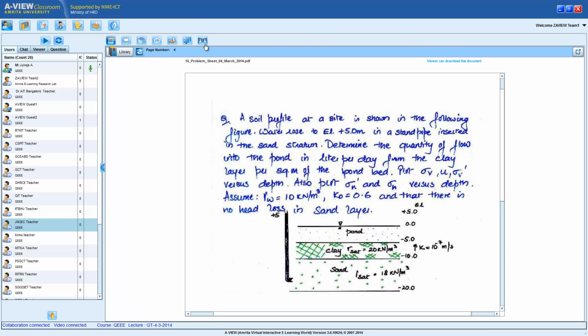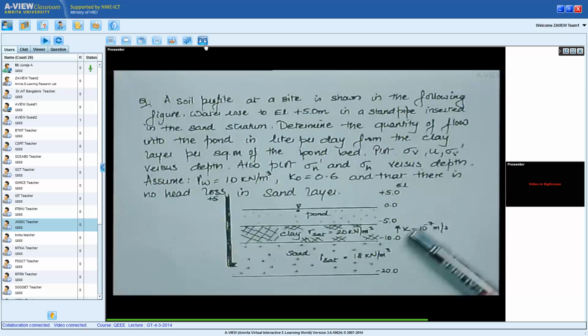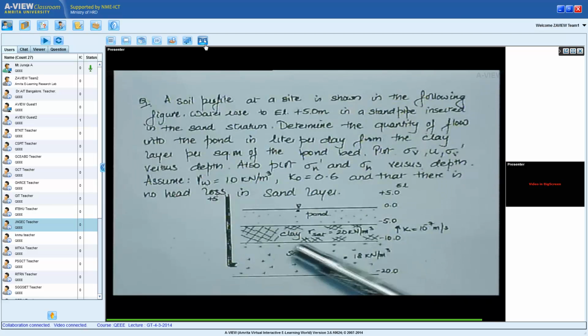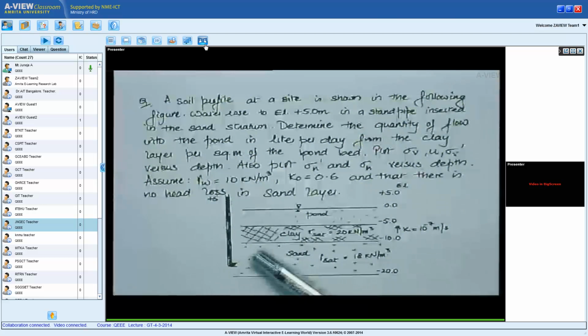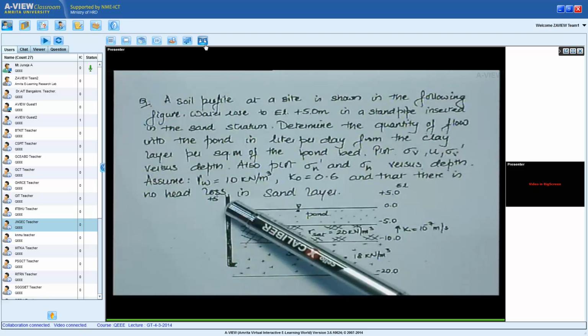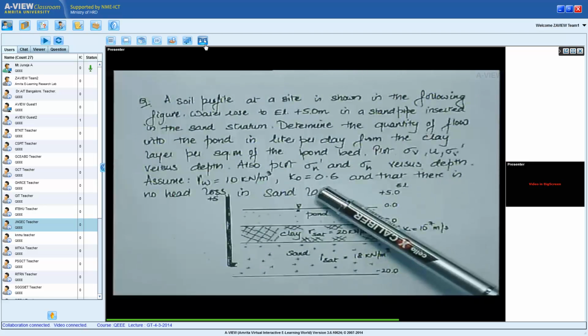What the question says is, you have a sand layer at the bottom, which is overlaid by a clay layer. The clay layer thickness is given as 5 meter. There's a pond at the top of the clay layer. The question says, a standpipe has been inserted somewhere in the sand. It doesn't specify, just somewhere in the sand, and the water level in the standpipe rose up to 5 meters above the pond level.